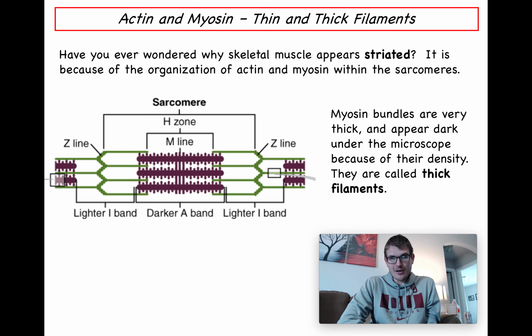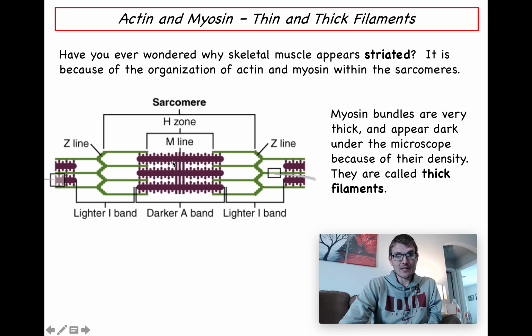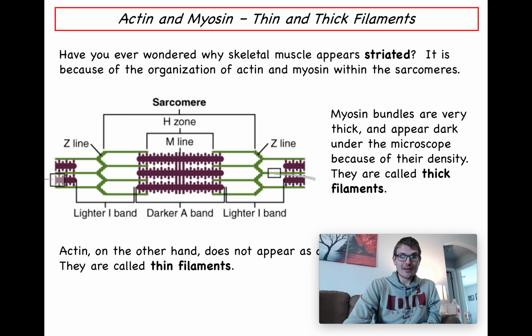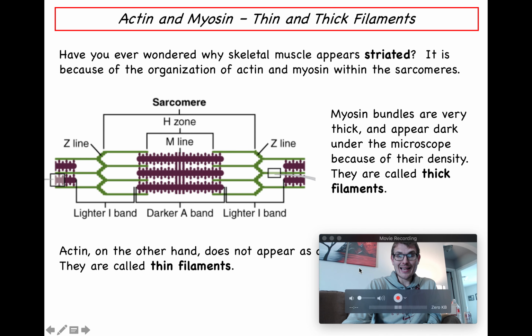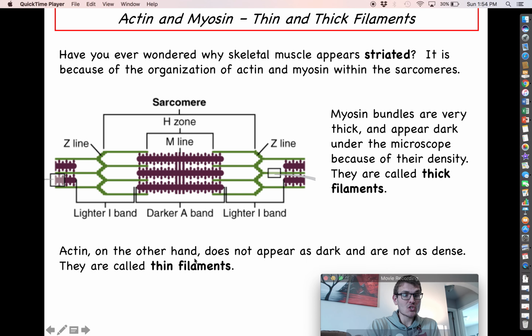A sarcomere is made up of two types of filaments, actin and myosin. The myosin, we'll start there. The myosin is a very thick protein filament, represented here in this purple color. Because it is very thick and very dense, we sometimes call these thick filaments. On the other hand, actin is not nearly as thick or as dense, so we call them thin filaments, and you can see them represented there in green.